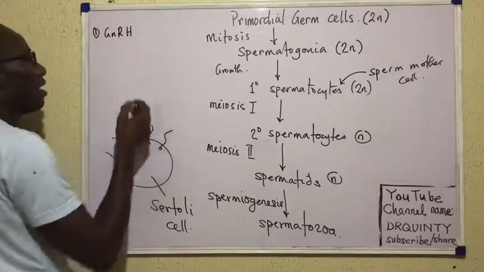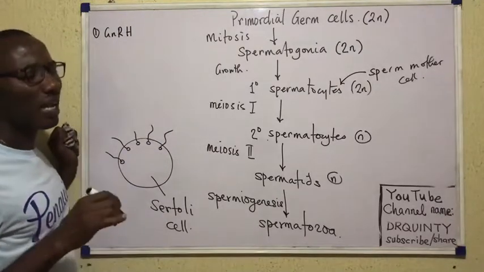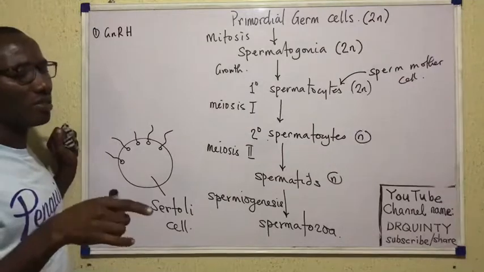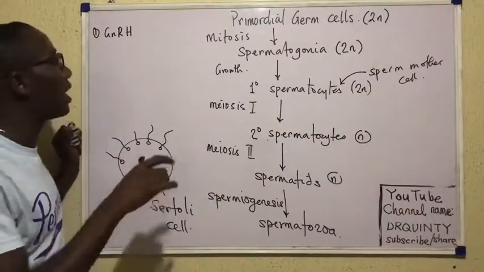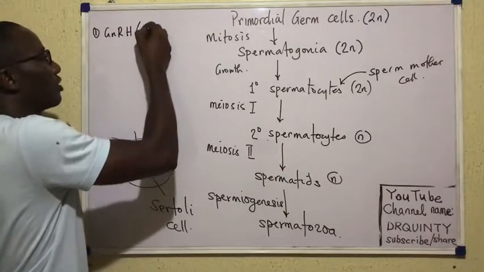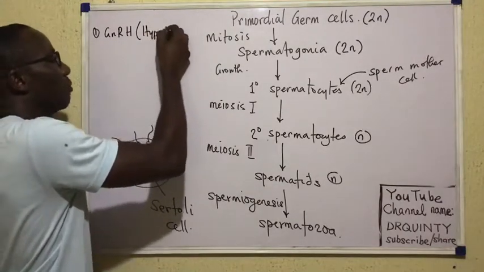GnRH. GnRH is called gonadotropin releasing hormone. Gonadotropin releasing hormone. And that hormone is produced in the hypothalamus.